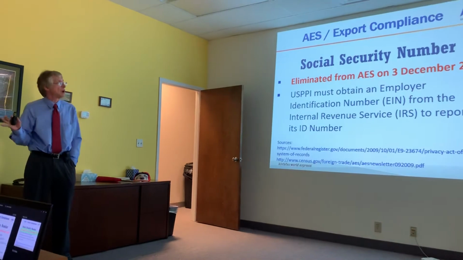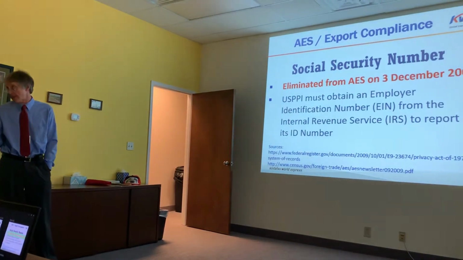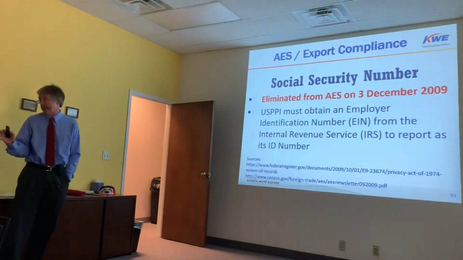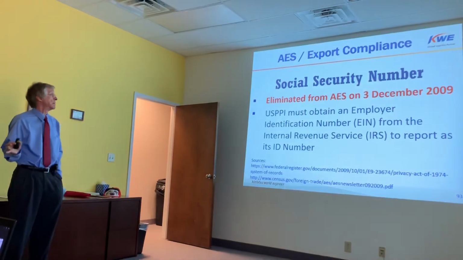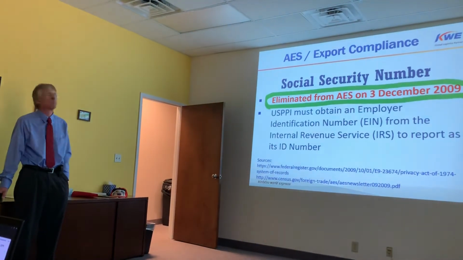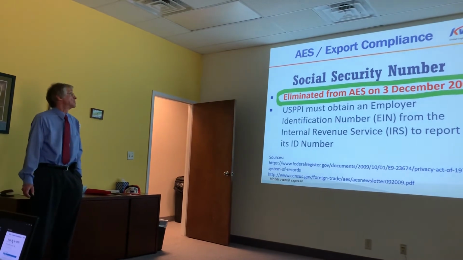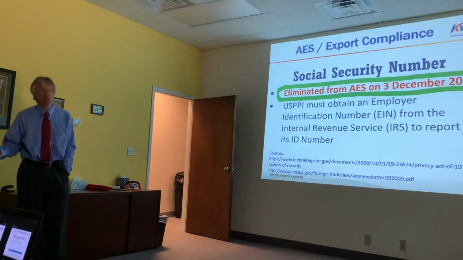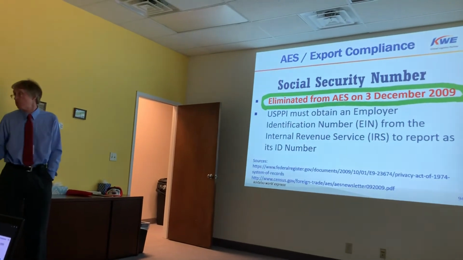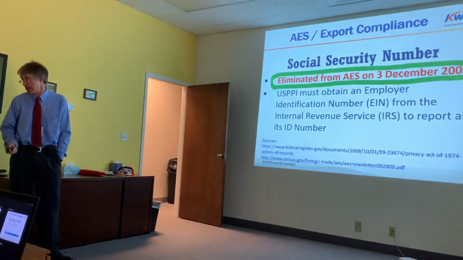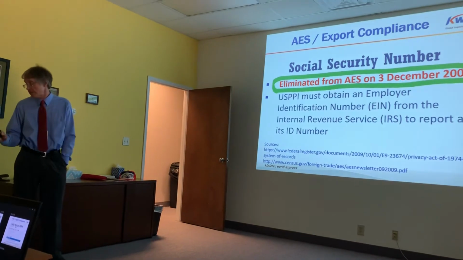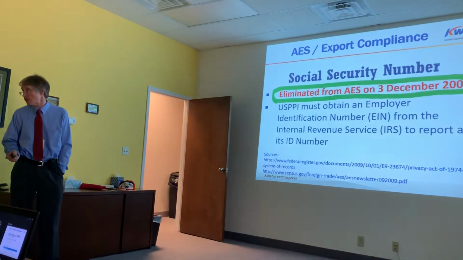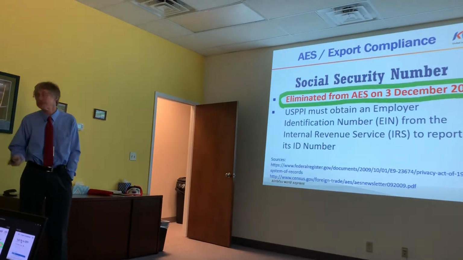Now, this one won't die no matter how many times I stomp on it here. The Social Security number cannot be used in AES. It was eliminated way back in December of 2009. So say me, Bob Feeke, wanted to export something as an individual to China. Well, what I would have to do is go to the IRS and obtain an EIN. That's what the regulations say. So if you don't like that, write to your representatives in Washington and ask them to change the law, because that's how it stands right now.